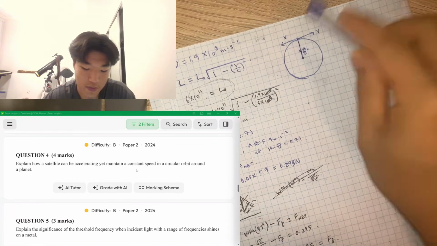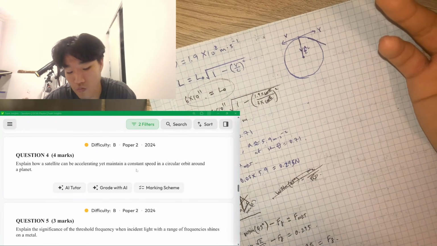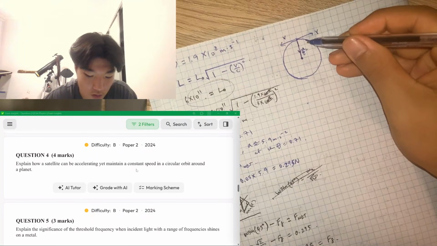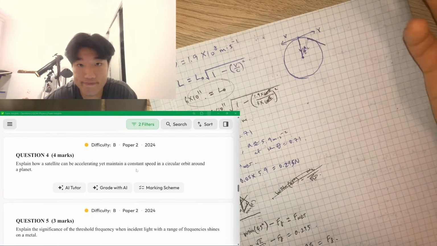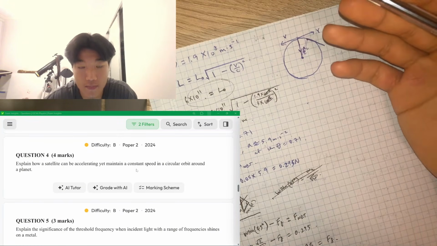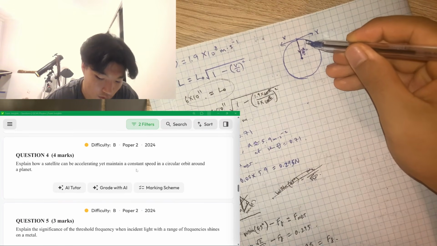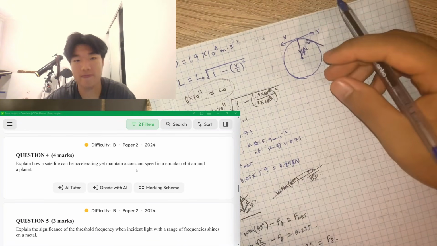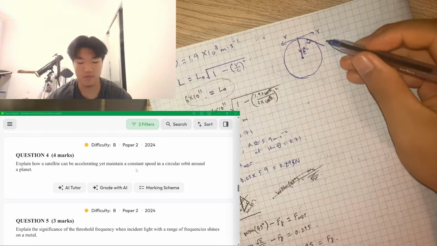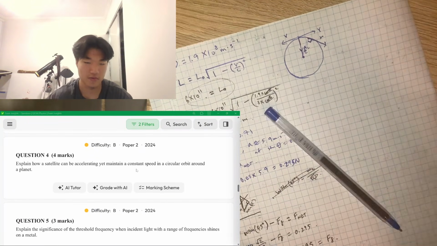And you might be thinking, what happens when it's over here and now the tangent is a bit different? Good question. Since the acceleration is always acting radially inwards, it will always be perpendicular to the velocity, and hence there's no change in speed. Okay, that seems like a good explanation, but I definitely think I wouldn't get 4 marks for that.